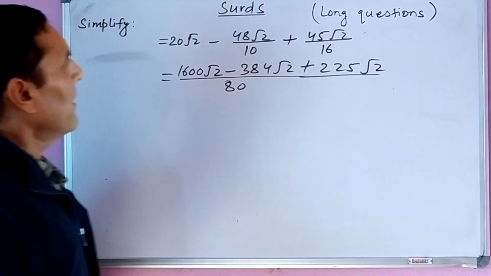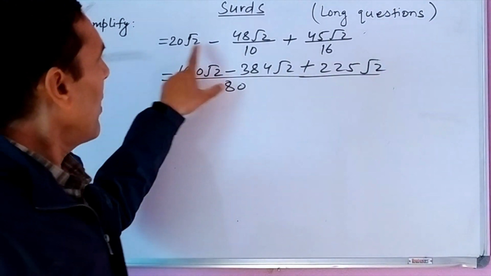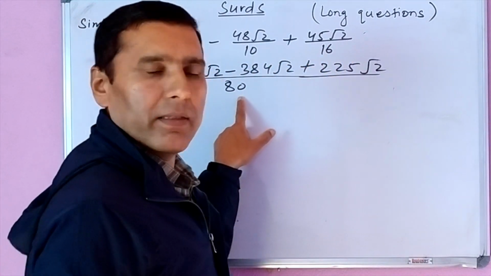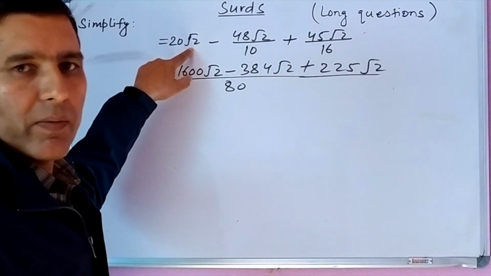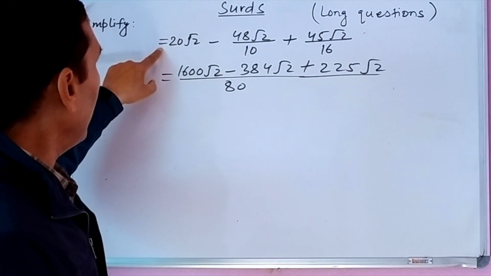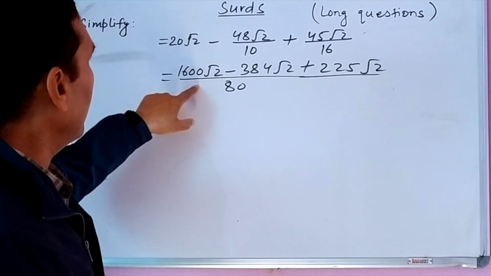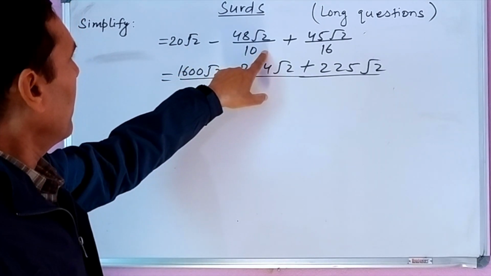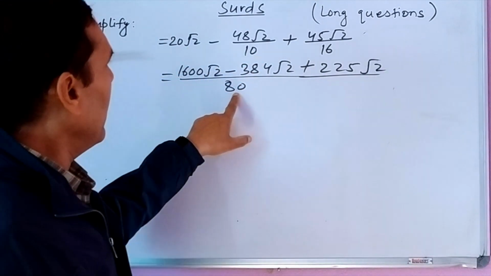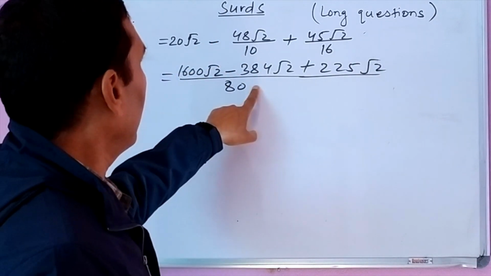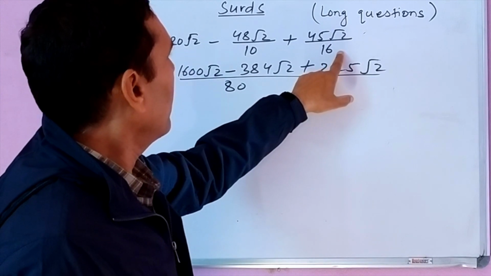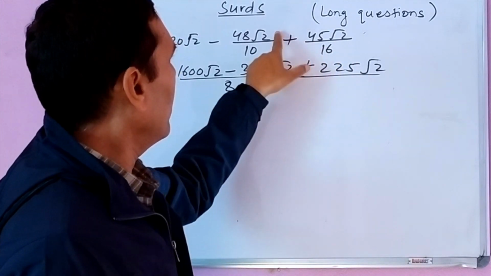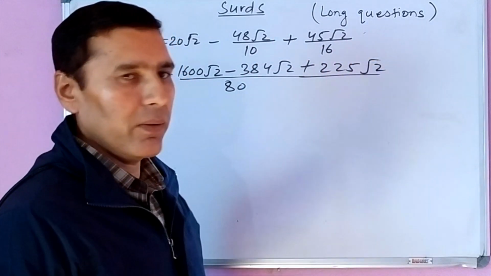So we have taken the LCM here. The LCM of 10 and 16 is 80. There is nothing in the denominator of the first term, so 80 and 20 multiplied together give 1600 root 2. 10 divides 80 8 times, and 8 into 48 gives 384 root 2. And 16 divides 80 5 times, so 5 into 45 is 225 root 2.